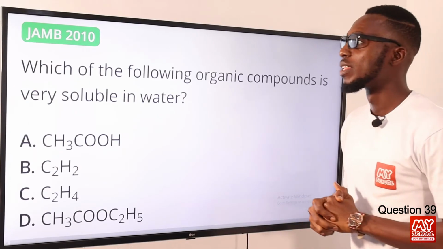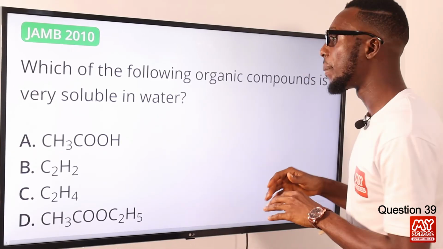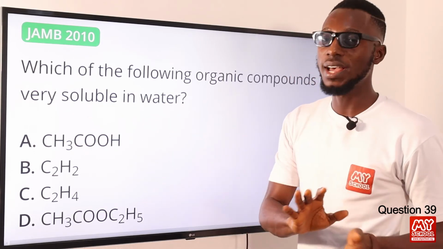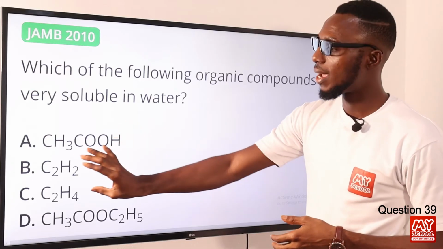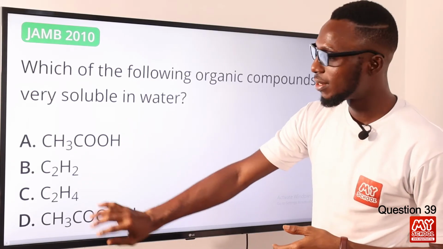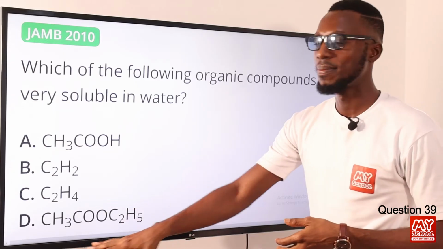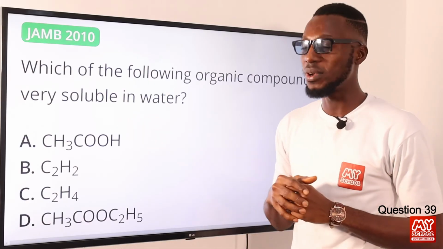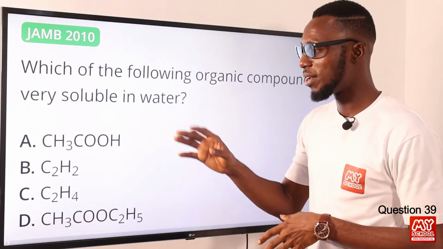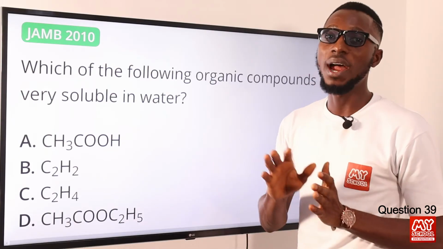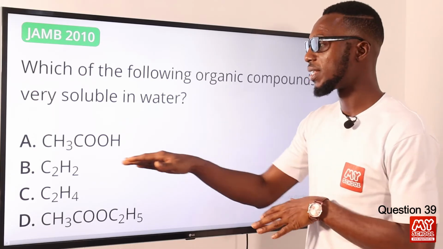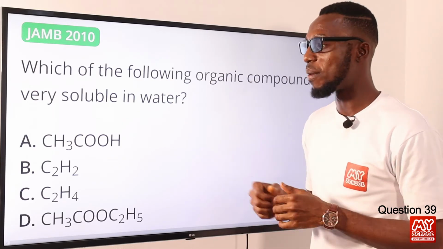Question 39. Which of the following organic compounds is very soluble in water? Let's identify these compounds: ethanoic acid, ethane, ethene, and ethyl ethanoate. Ethanoic acid is very soluble in water, though we know it's a weak acid. The others are sparingly soluble in water, and this is slightly soluble in water. So the correct option is ethanoic acid, option A.